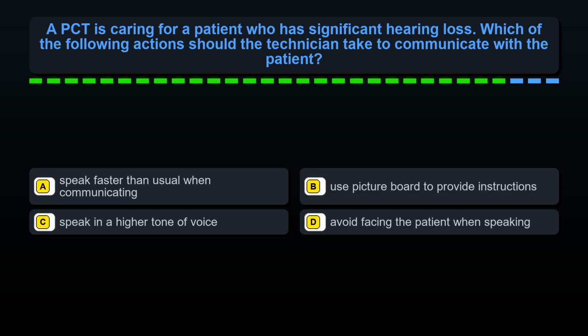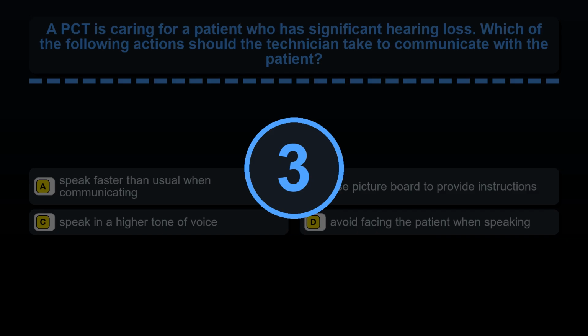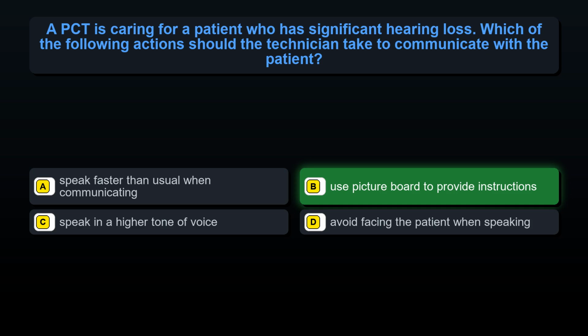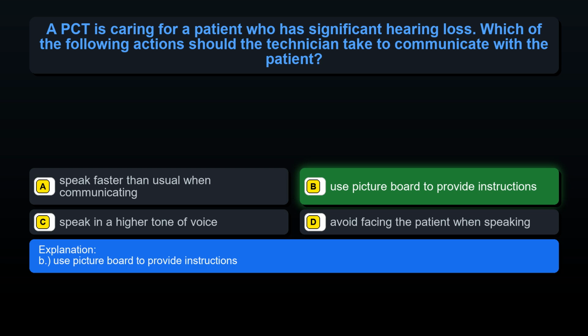Question 18. A PCT is caring for a patient who has significant hearing loss. Which of the following actions should the technician take to communicate with the patient? Option A, speak faster than usual when communicating. Option B, use picture board to provide instructions. Option C, speak in a higher tone of voice. Option D, avoid facing the patient when speaking. The correct answer is option B, use picture board to provide instructions.